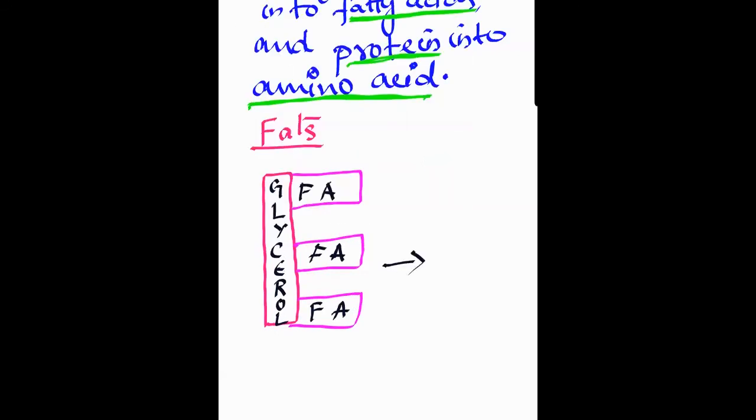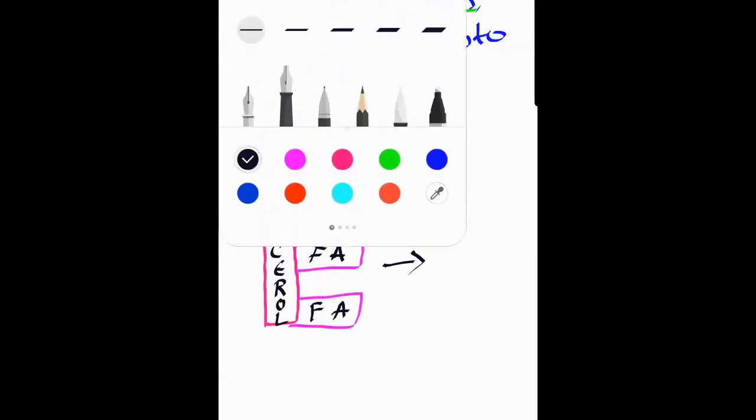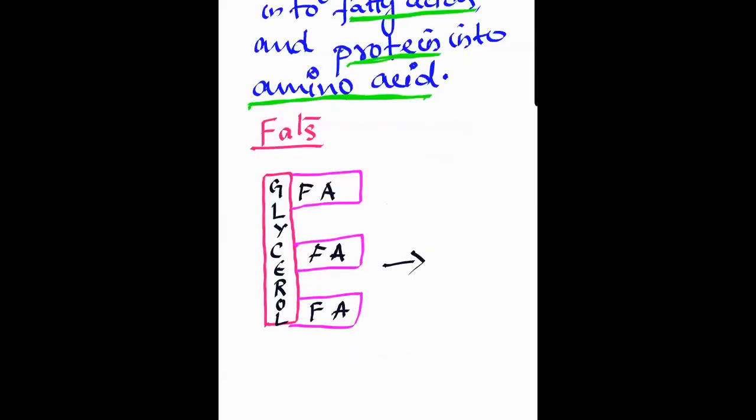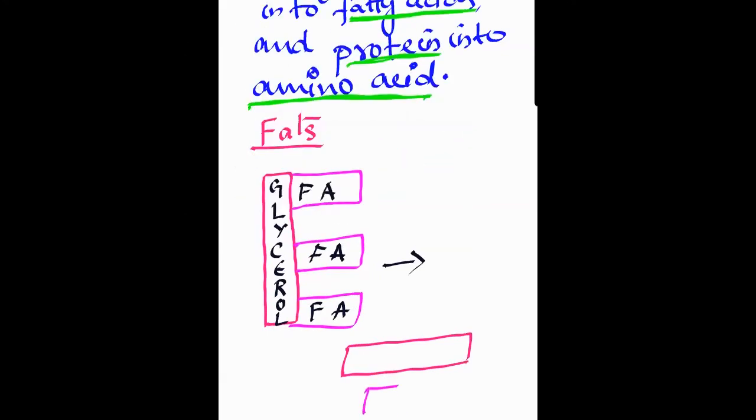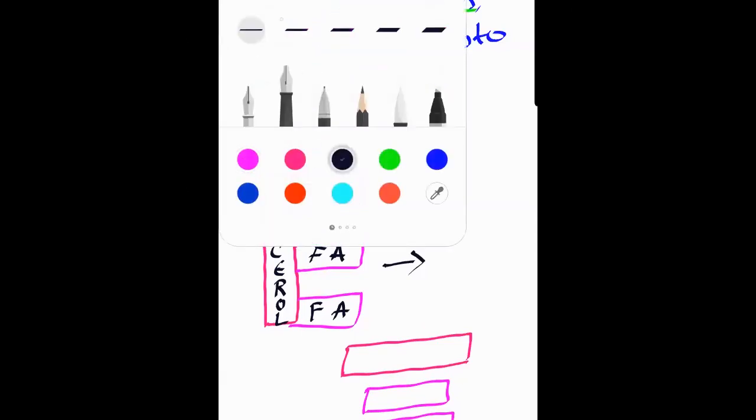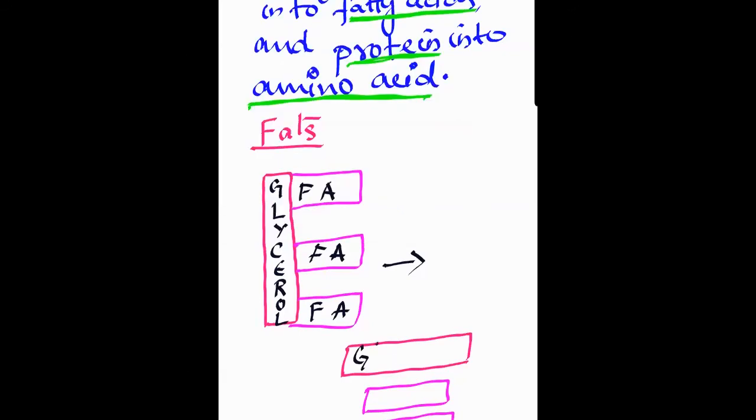Now, if it is digested, all the things will come out separately. So if we digest one molecule of fat, what will we get? We will get one glycerol and three fatty acids.